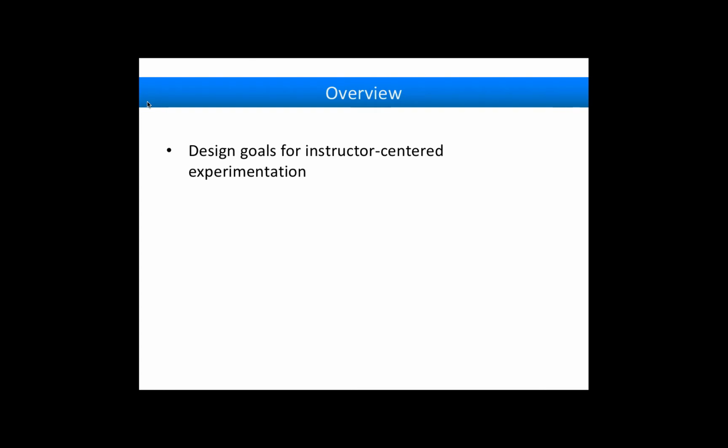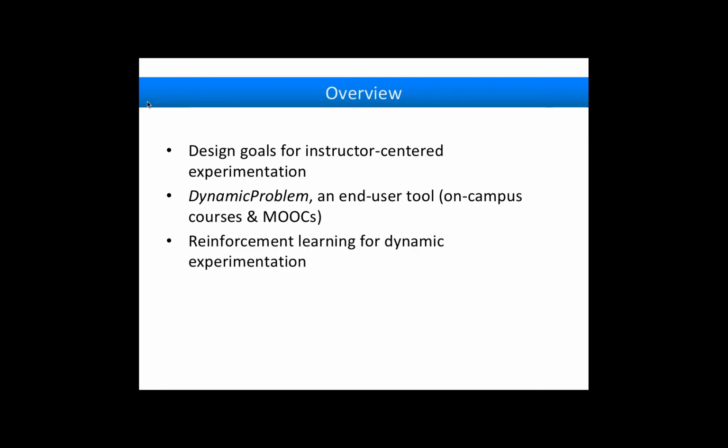So to give an overview, we're going to tackle these design goals for a more instructor-centered approach to experimentation. These are first, making it easier for instructors to run experiments, and second, actually helping instructors use data from experiments to enhance learning. We've therefore introduced DynamicProblem. So this is an end-user tool that instructors can use in on-campus courses and MOOCs to actually test components of online problems. And we implement an algorithm in the system that will do dynamic experimentation, analyze data, and use it to help future people. We present insights from our deployment with 3 different instructors.